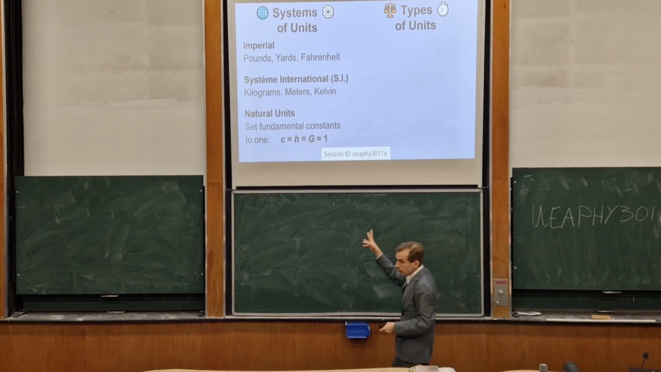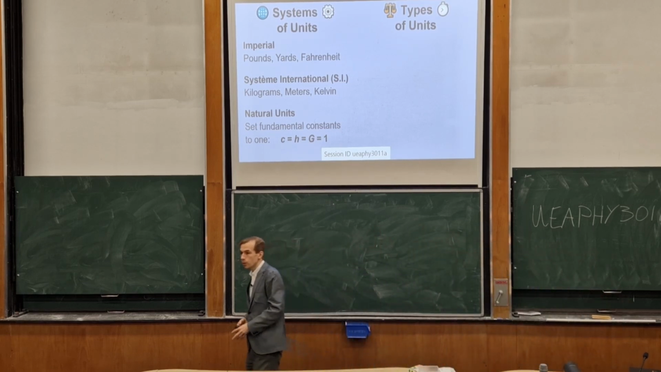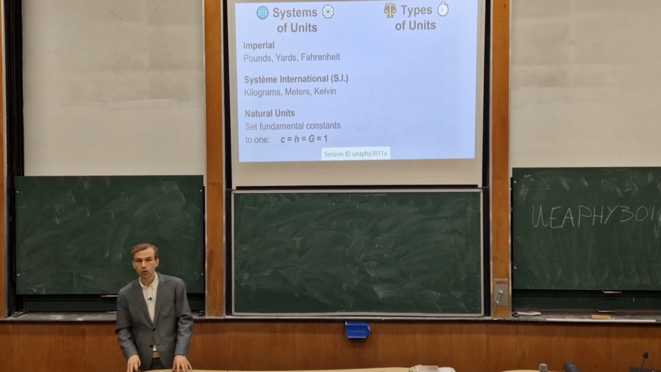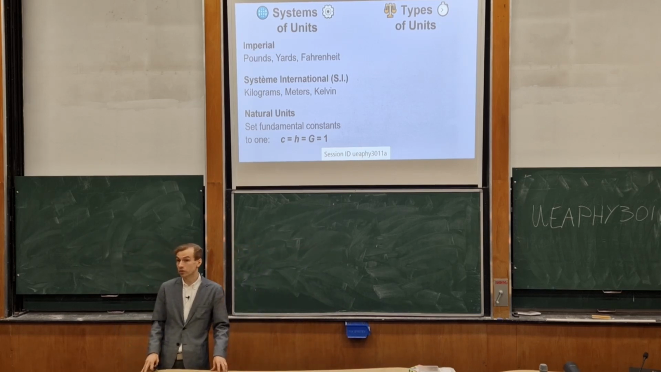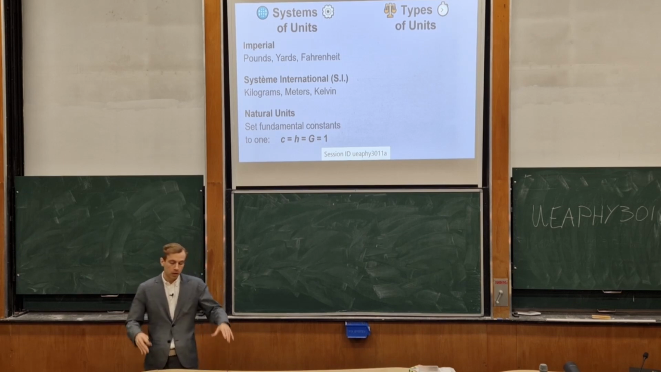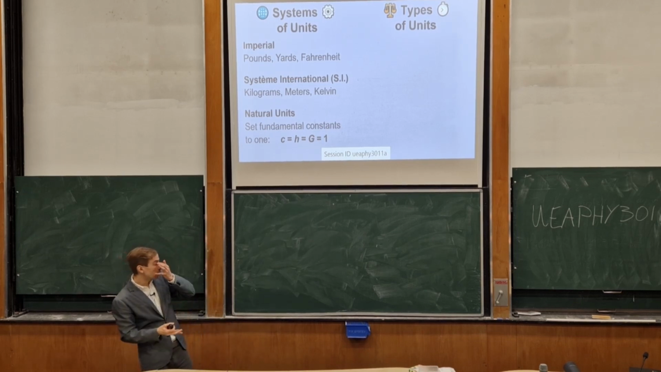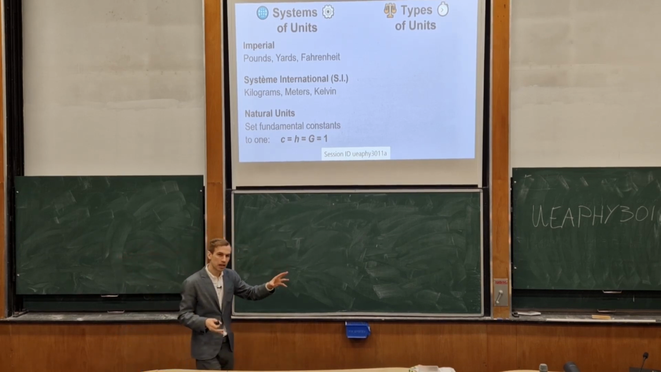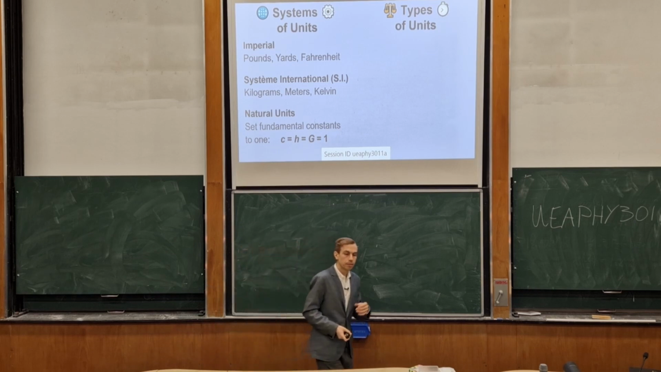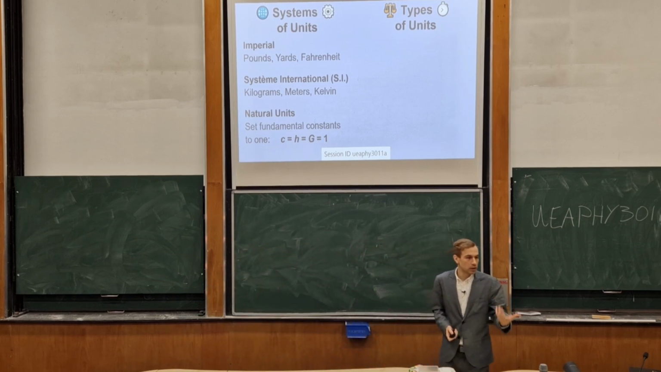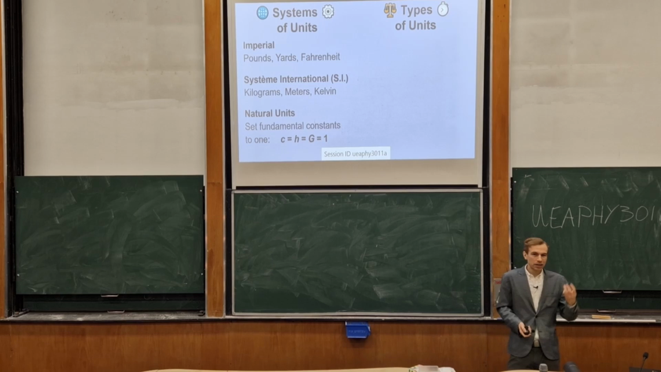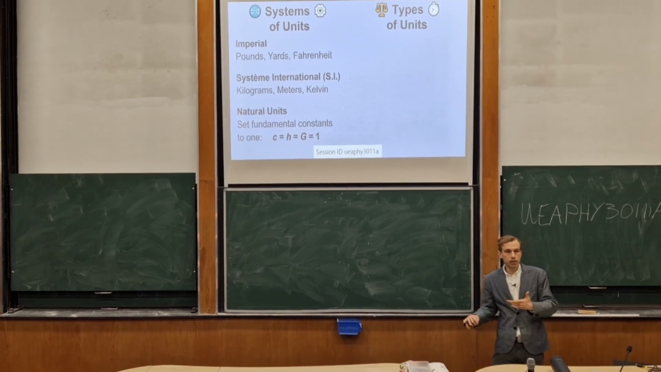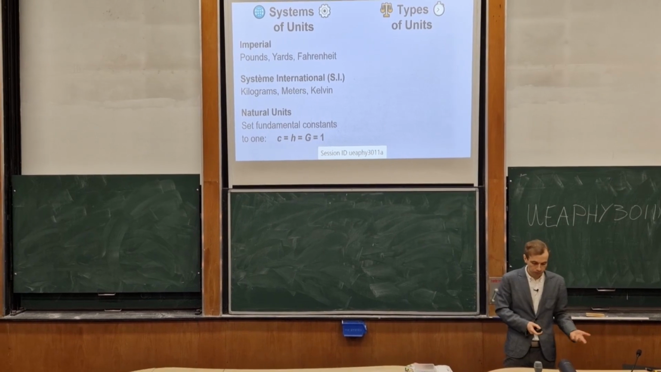So this is what we mean when we're talking about a system of units, when we're saying you have to be consistent with the system of units that you use. The other kind of thing that we talk about are types of units. And this is really, really important in physics. There are three main types of units that we see in physics.